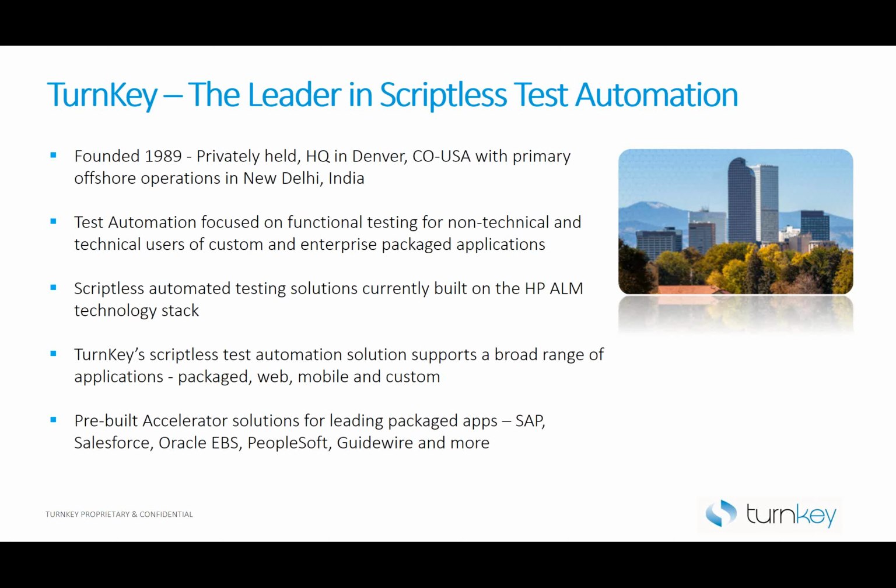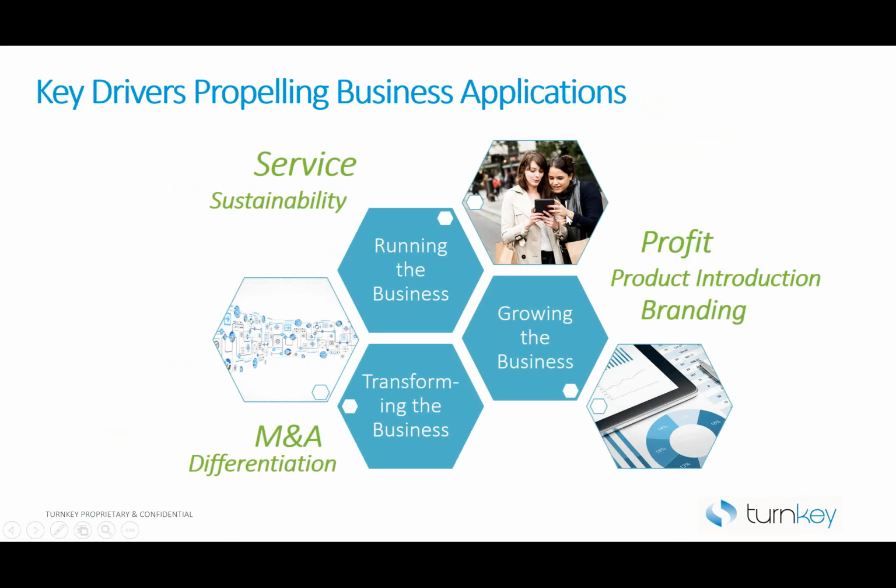So just a brief introduction to Turnkey before we get started. We're some of the leaders in scriptless test automation, and we'll talk about why effective test automation tools are important in this QA automation for DevOps. But just a bit about us. We're a privately held company based in beautiful Denver, Colorado, and we do have offshore operations in India. Our test automation tools are focused on functional testing, and we'll talk a little bit about that. But, you know, tools available to both technical and non-technical users. So these are important concepts that we'll introduce as we talk about DevOps today.